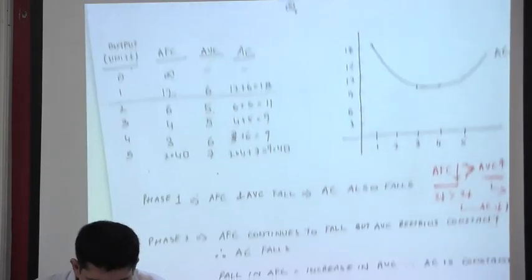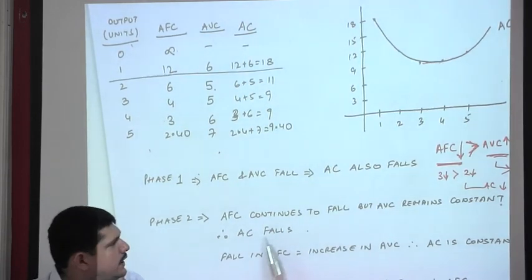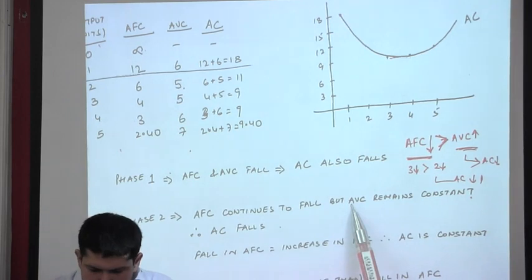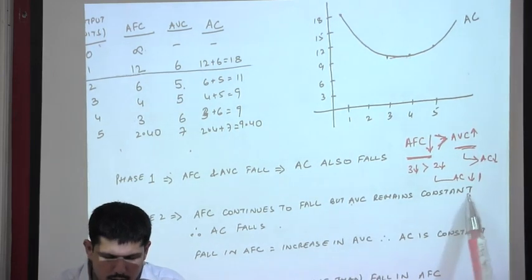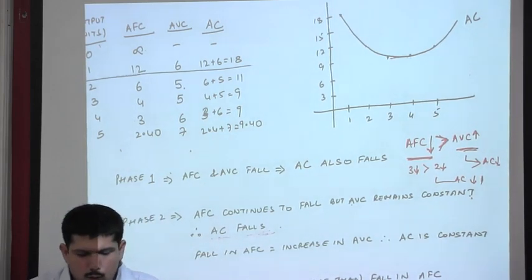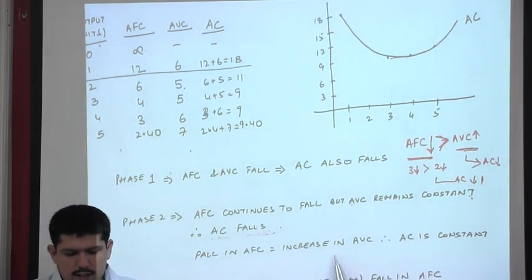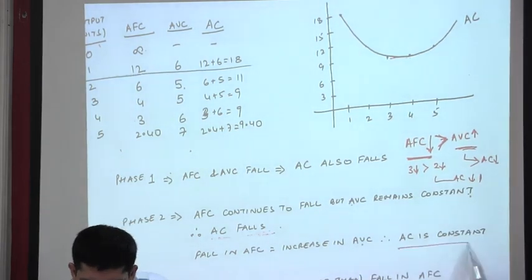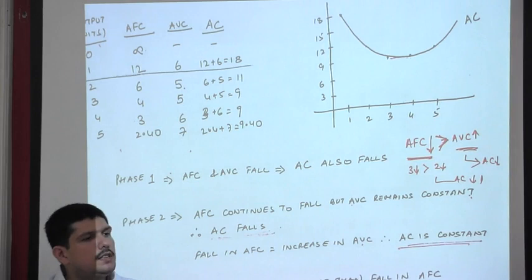right? So phase 2 mein dekho, average fixed cost continues to fall, but average variable cost remains constant, right? And what will happen? My average cost will fall. If the fall in average fixed cost is equal to the increase in average variable cost, it will lead to a position where my average cost curve is constant.